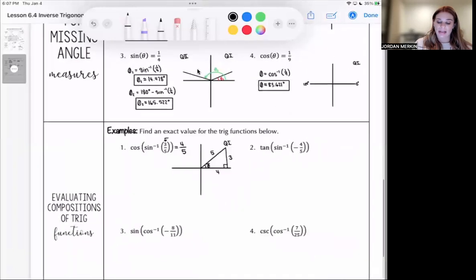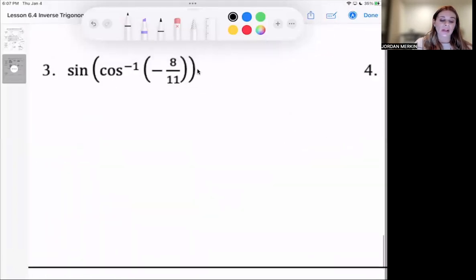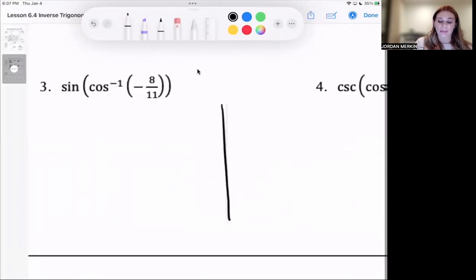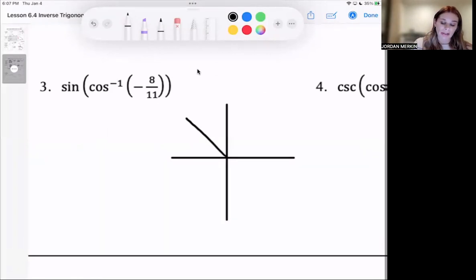Okay, let's do one more together. Let's take a look at number 3. So we have sine of inverse cosine of -8 over 11. So once again, I'm going to draw a little picture. Now, because we're taking inverse cosine of a negative, and inverse cosine lives in quadrants 1 or 2, I know that my reference triangle has to be in quadrant 2. Cosine is adjacent, which is 8, over hypotenuse, which is 11. You are unfortunately going to have to use Pythagorean theorem to find that third side.